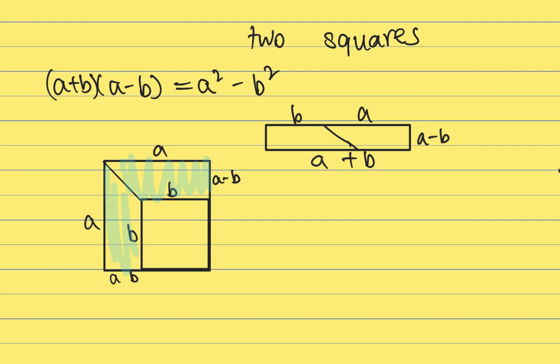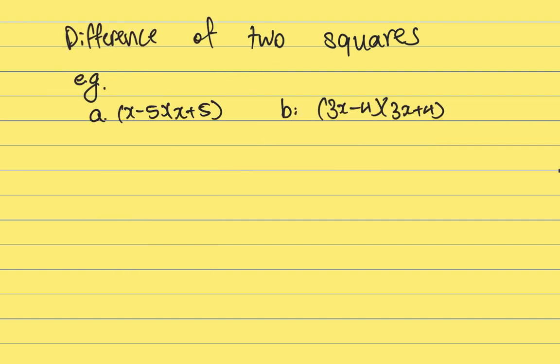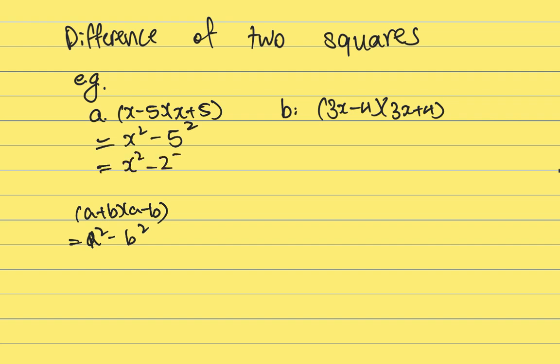Now let me give you some examples. Example A: x minus 5 times x plus 5. As I said, the rule of these kind of questions is a plus b times a minus b equals a squared minus b squared. So we can see that x indicates a and 5 indicates b in this case. So we can write this as x squared minus 5 squared, which is the same as x squared minus 25.